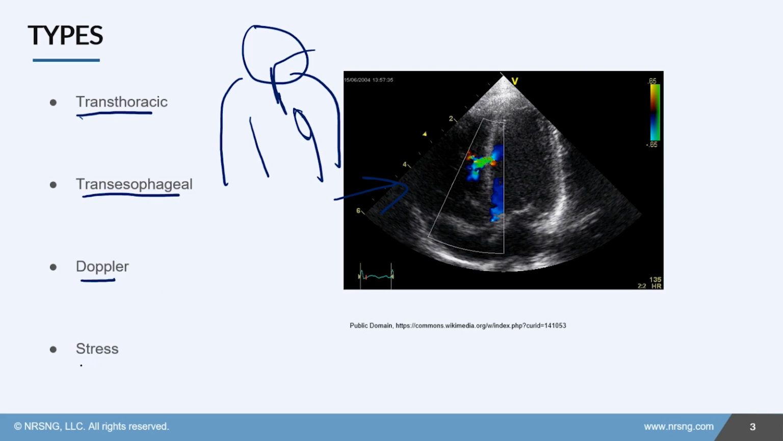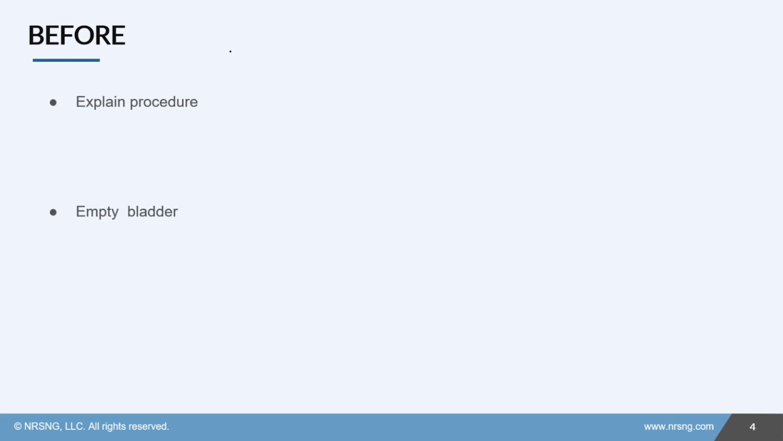So the stress echo is done before and after physical activity to view the effect of stress on the heart. So let's explore what the nurse should expect before the procedure. When the doctor orders an echo, go ahead and explain the procedure and why they're having it to the patient. Have them empty their bladder, that way you avoid any interruptions during the test.